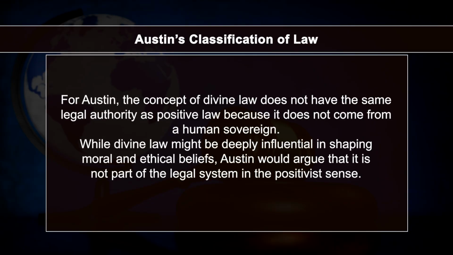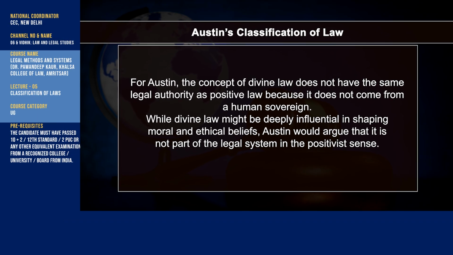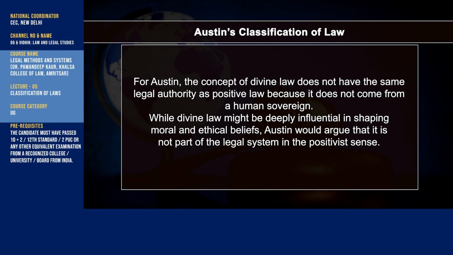Austin's positive approach maintains that the validity of law is based on its source and its conformity to a set of human-made rules rather than its moral or divine content. For Austin, the concept of divine law does not have the same legal authority as positive law because it does not come from a human sovereign.